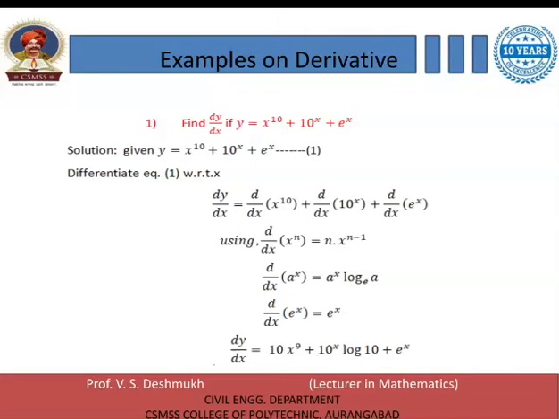Examples on the sum and difference of the derivative, and these are some basic examples of derivative. The first is: find dy by dx if y equals x raised to 10 plus 10 raised to x plus e raised to x. First of all, we write down equation 1. The given equation is y equals x to the power 10 plus 10 raised to x plus e raised to x. Now differentiate equation 1 with respect to x.